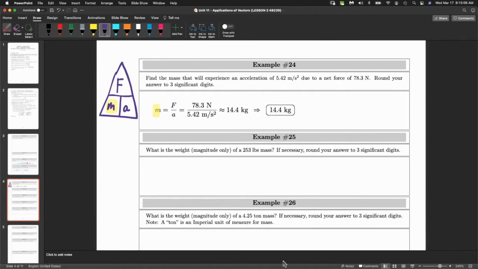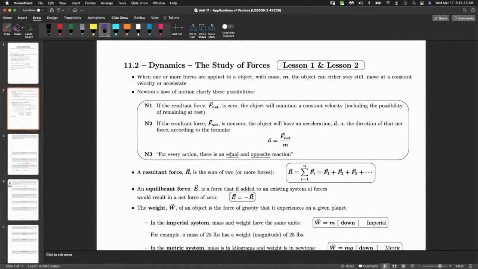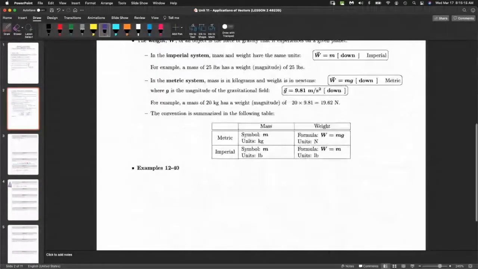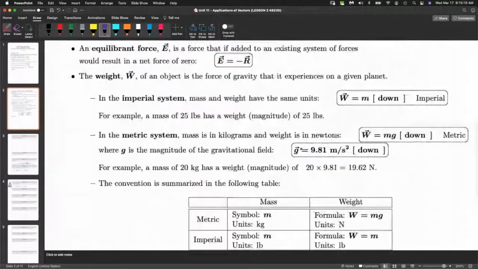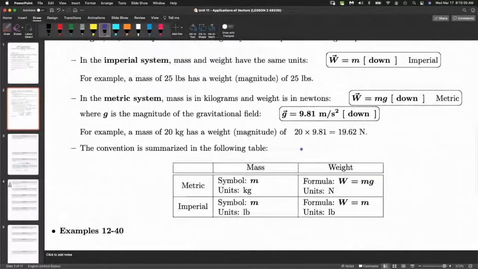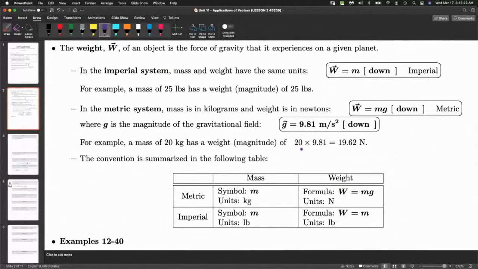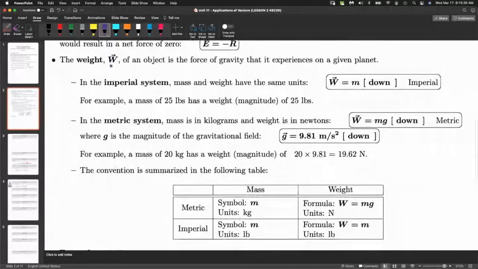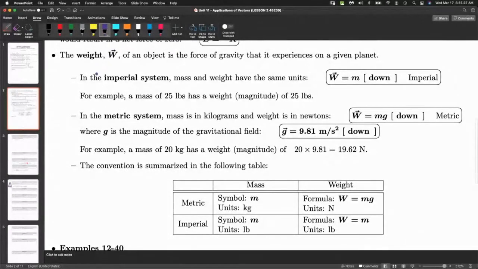Okay, I need to differentiate now the difference between mass and weight. I need to differentiate those ideas. So let's go over here to the summary, page 2. And this is really, really, really important. So very often, people get these things wrong. They get them confused. The difference between mass and weight.